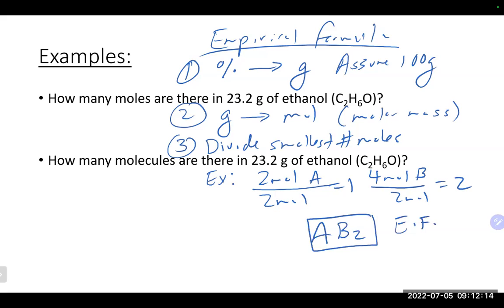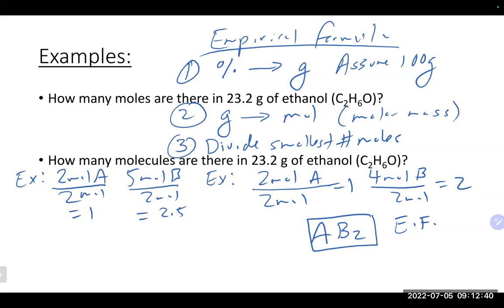Now, a lot of times when you do the dividing part, you may not hit whole numbers. So for example, once again, if you had 2 moles of A but 5 moles of B, when we divide everybody here by 2 moles, we do get 1, but now when we divide our 5 by 2, we get 2.5 in this case. And this would give us an empirical formula of A, B 2.5. You cannot have a decimal. You've got to have a whole number for an empirical formula. And 2.5 is too far away to round in a textbook problem.